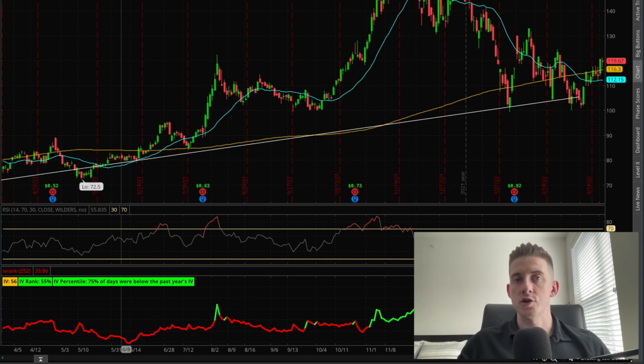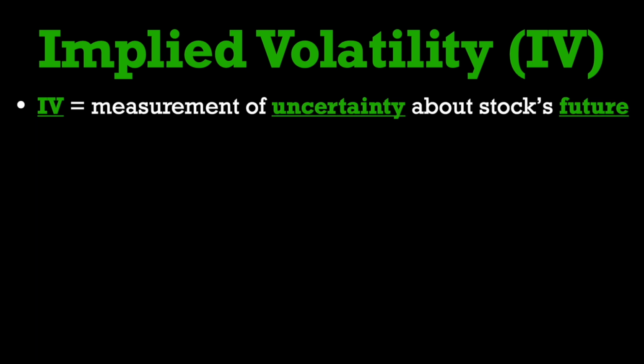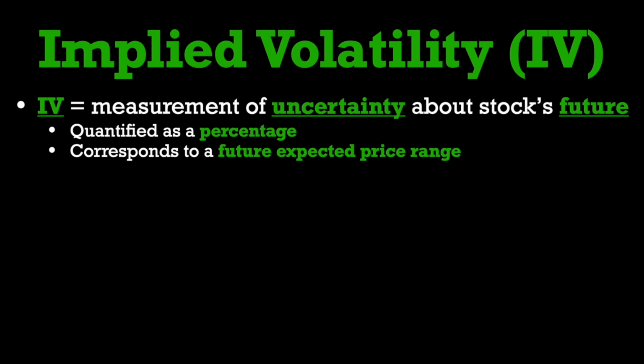And so the first thing that you want to look at before selling an option on some stock, basically the first item on this checklist, is going to be the implied volatility of the stock. Now, there are actually a few things to mention about the implied volatility. And first of all, what is implied volatility, in case you're not aware? So the implied volatility for any stock is basically a measurement of the uncertainty about that stock's future. And more technically speaking, it can be quantified as a percentage, and it basically corresponds to a future expected price range at some point in the future, typically 1 year out from today.